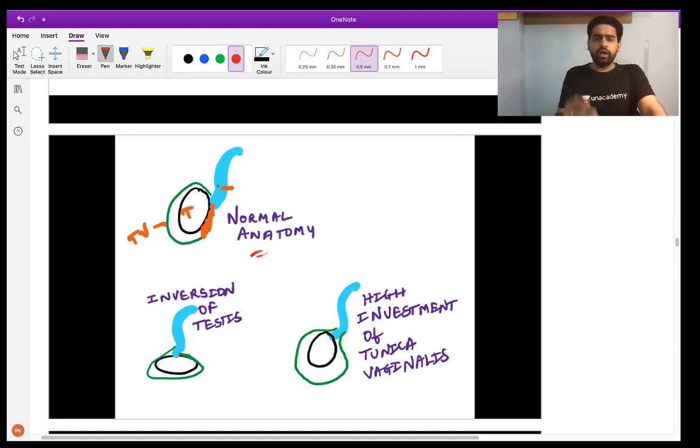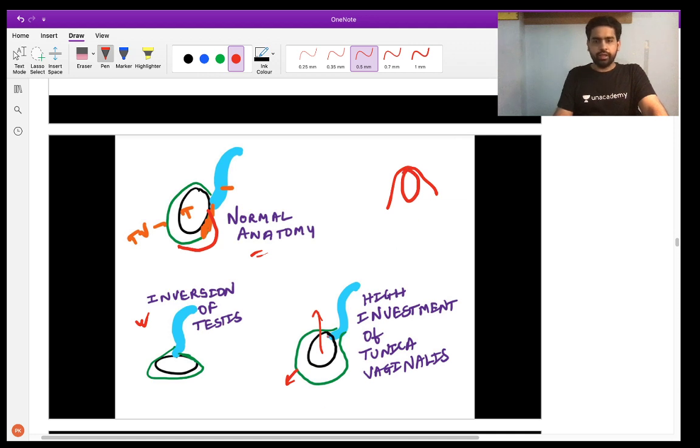Now what can happen? Rather than lying vertical, the testes may become horizontal. This is what is called an inversion of testes. And then what can happen? This tunica vaginalis, rather than attaching to the lower end of the epididymis, may continue and go till here, and this is what is called a high investment of the tunica vaginalis. This is also referred to as the Bell-Clapper's anomaly. So this acts like a bell, and this acts like a clapper. A clapper is something you see in temples. In temples, you have a clapper like this, and inside this you have a bell.